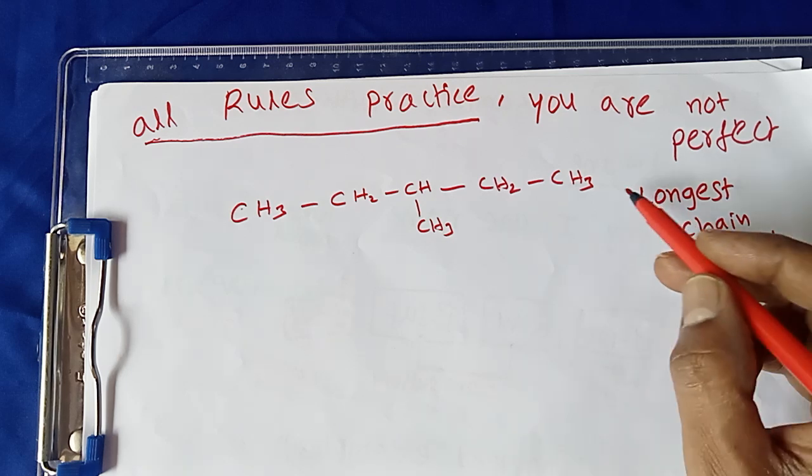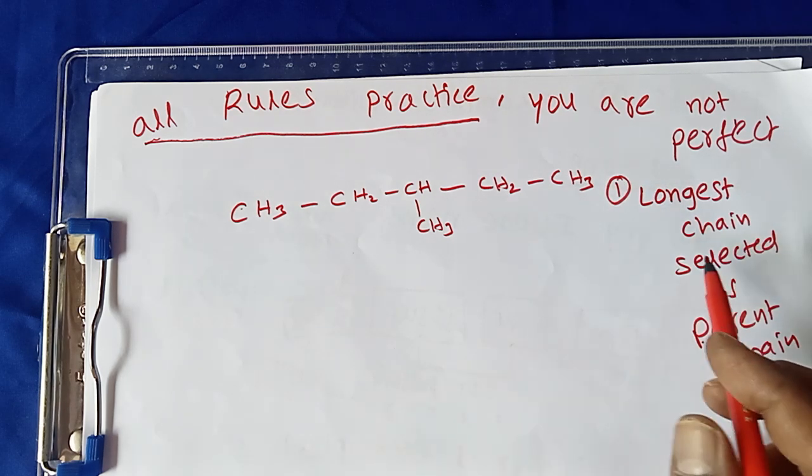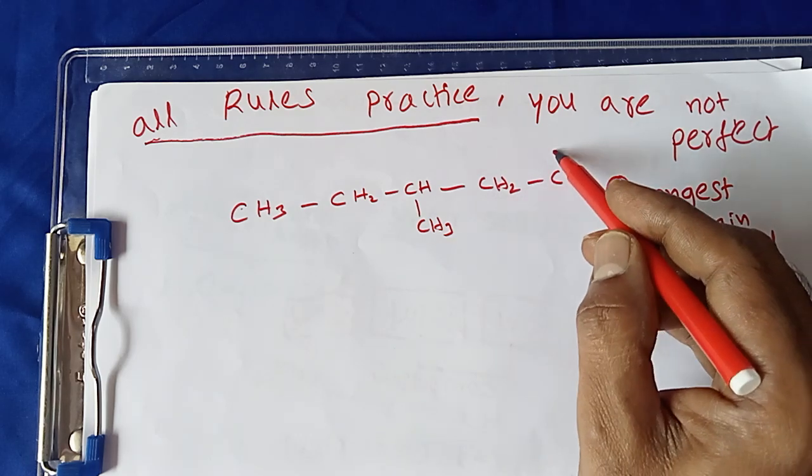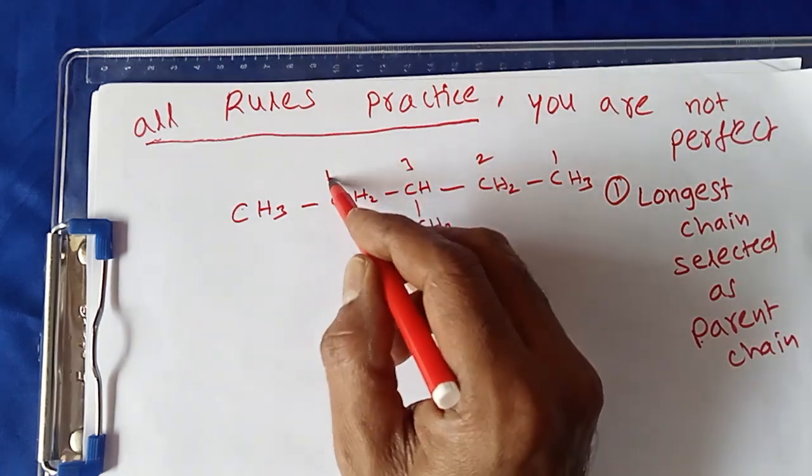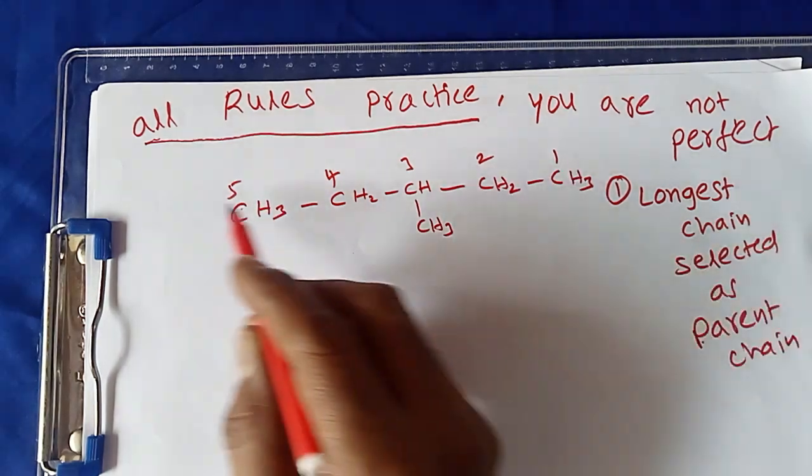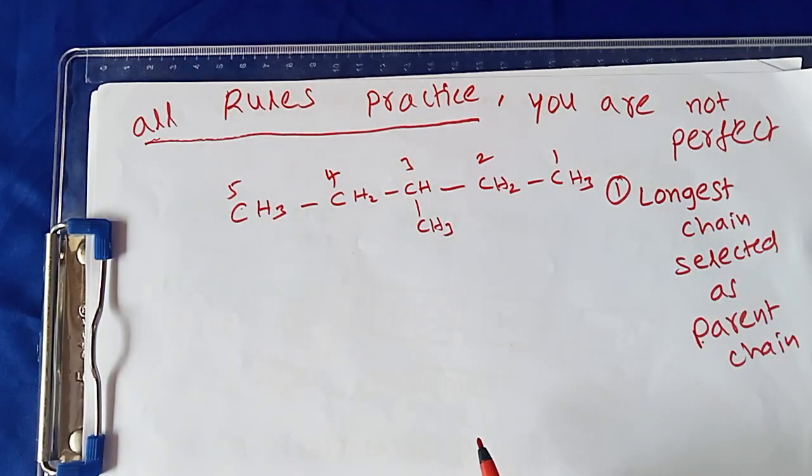This is one rule in the IUPAC rules. This rule works out here. Why? 1, 2, 3, 4, 5. This is the longest chain, selected as a parent chain.